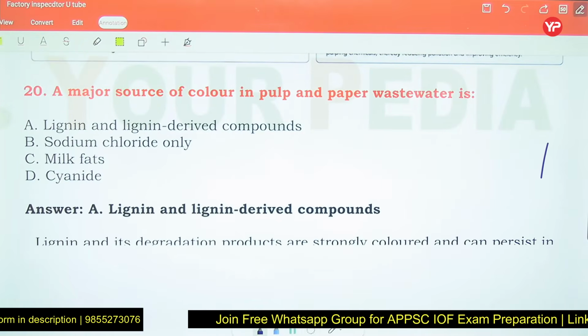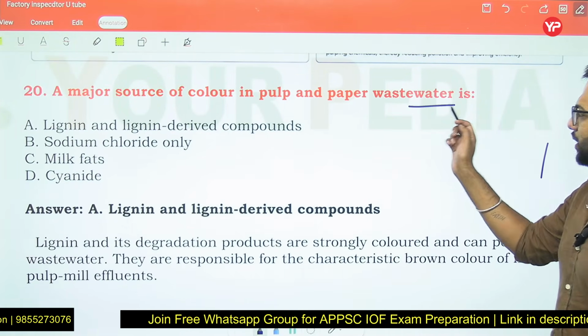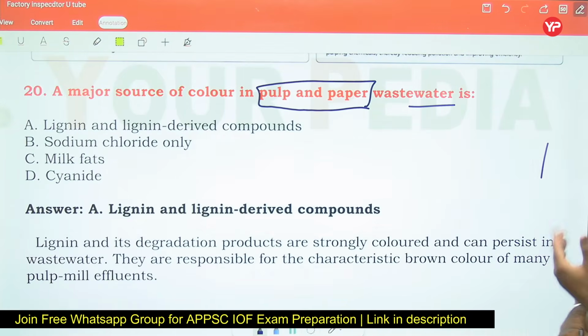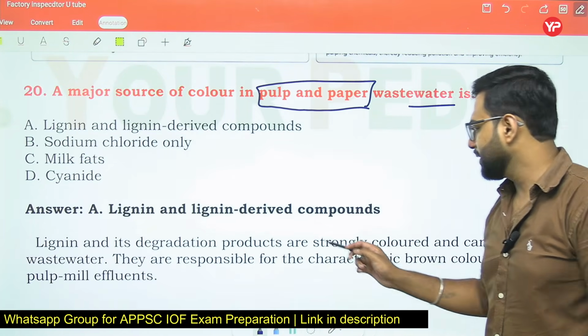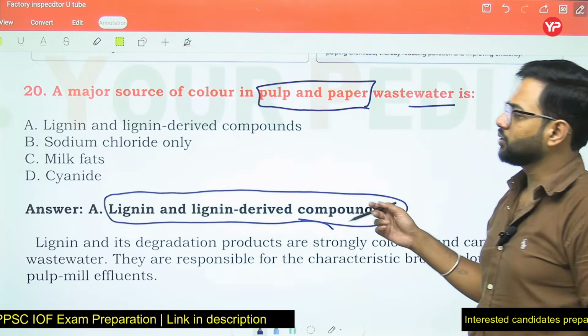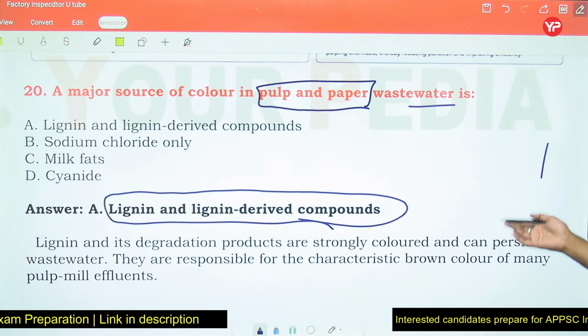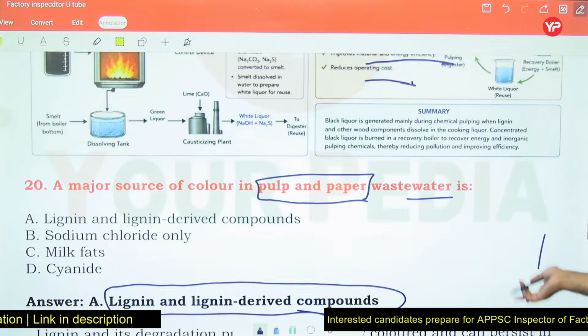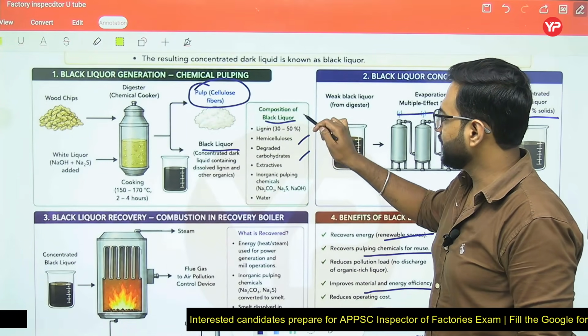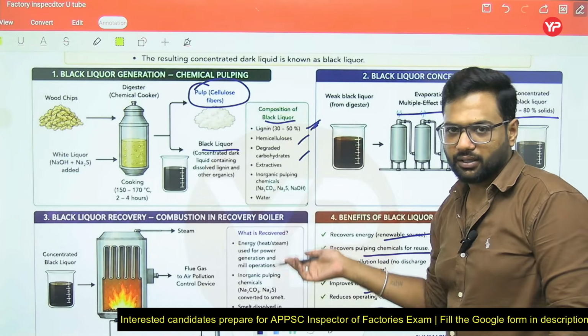A major source of color in pulp and paper wastewater: what is it? The major source of color is lignin and lignin-derived compounds. So these substances are the major source of color in the water. As we discussed here, black liquor consists of lignin, 30 to 50%, right?